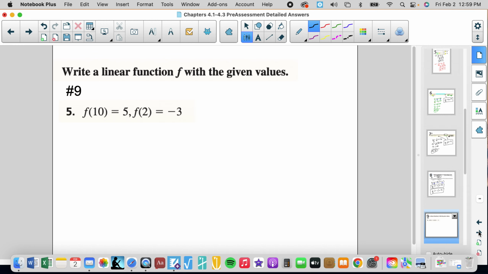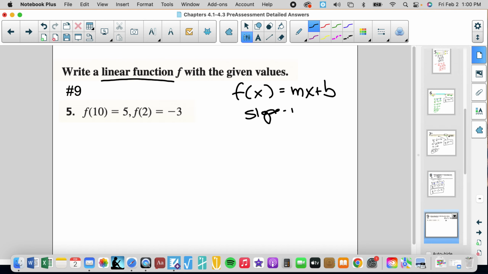Write a linear function, f, with the given values. I'm assuming, since it doesn't say which linear function, that linear functions typically are written f of x equals mx plus b. So I'm going to be writing it in slope intercept form. I know, Mr. Mack, isn't 4.2 on point slope? I know. We'll use point slope to start, and then we'll simplify it over to here.